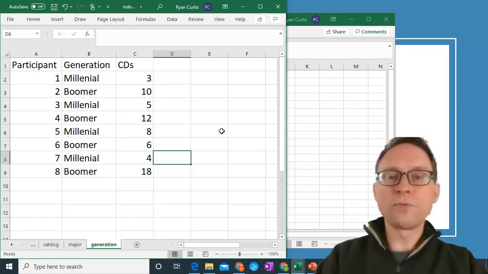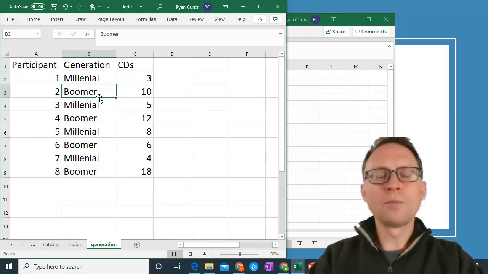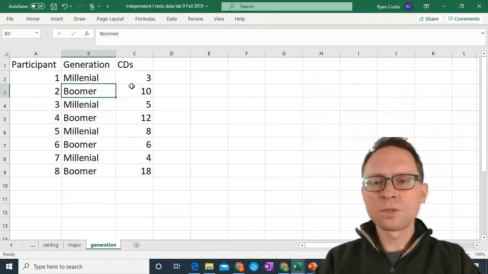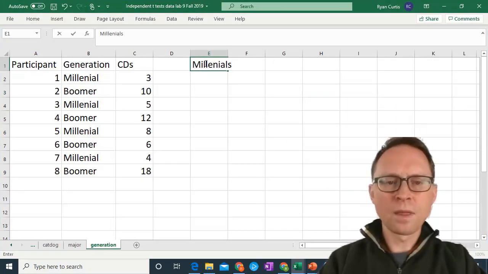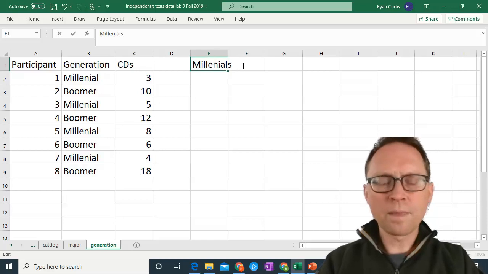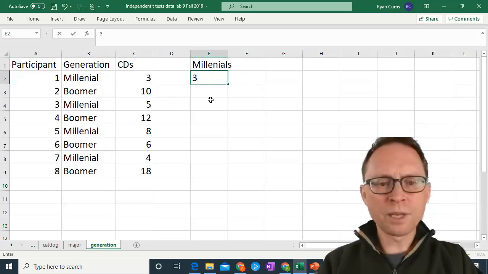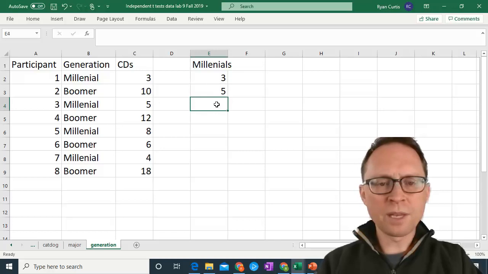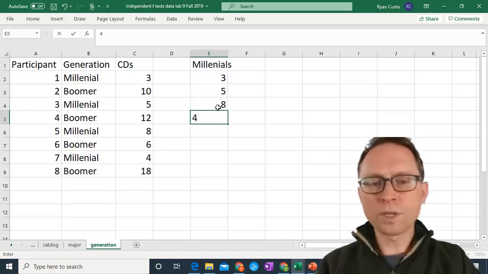What we need to do then is figure out our different groups. So let's have millennials be sub 1 and boomers be sub 2. We're going to do it just like we did before. Let's go ahead and expand this so that we can see. And let's make millennials. Millennials will be here. The first millennial had 3 CDs. Participant number 3 is a millennial. They had 5 CDs. Participant number 5 is a millennial, has 8 CDs. Participant number 7 is a millennial, has 4 CDs.